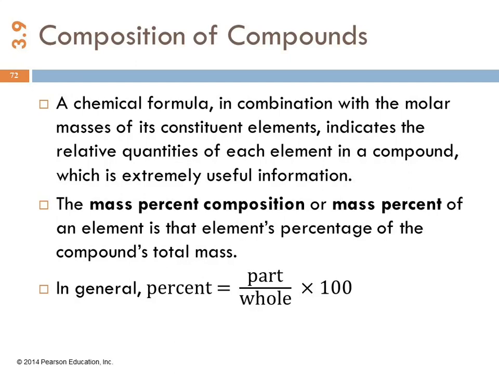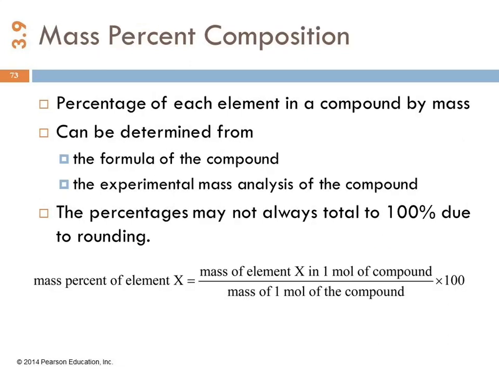So when we talk about a mass percent, we are using this general idea of percentage. It's helpful to keep this in mind. We'll use percentages in several different areas. Percent is the part that you're interested in divided by the whole thing times 100. So to find the mass percent of an element in a compound, we'll find the mass of the element that we're interested in and divide by the mass of the entire compound.